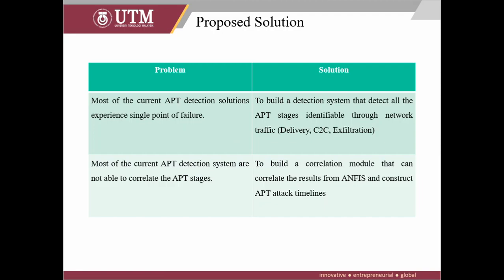Proposed solution. So to overcome this problem, the study proposed that we build a detection system that is able to detect all APT stages identifiable through network traffic: delivery, command and control, and exfiltration. So these three APT stages will be the main stages that we want to detect in this study. And secondly, to overcome this problem of correlating the stages, we're going to build a correlation module that can correlate the results and construct the APT attack timelines.